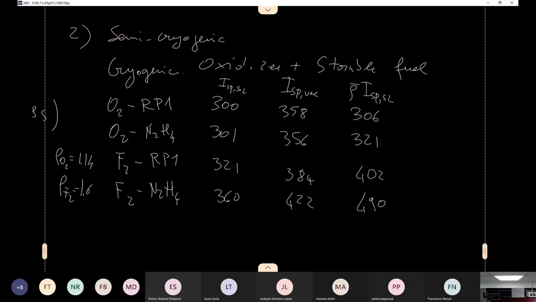Then we have also another column here that can be the best class for performance, and it would be 2.6, 1.0, 2.6, 2.4. These are mixture ratios, and the average densities are more or less 1.02, 1.06, 1.25, and 1.36. So this is again an overview of the propellant combinations and what you use.